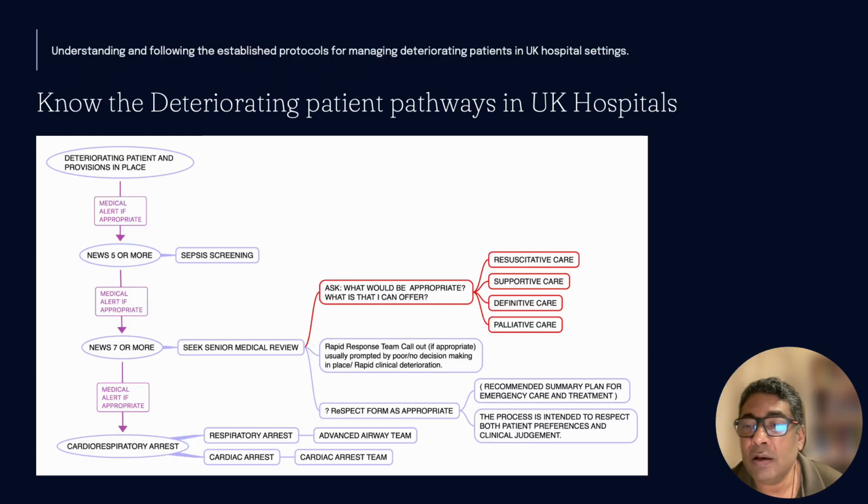Right, so any hospital you walk into or get a job or you start with, know the deteriorating patient pathway and inquire and try to understand what is the pathway in that hospital. So the provisions usually in place are that there's a medical alert call-out. And as you can see, NEWS 5 or more, you do a sepsis screening. NEWS 7 or more, that's where it's high-risk patients. You seek senior medical review at that point. And then if they go for a respiratory arrest, advanced airway team, they go for a cardiac arrest team. So that's how the plan usually goes, okay?